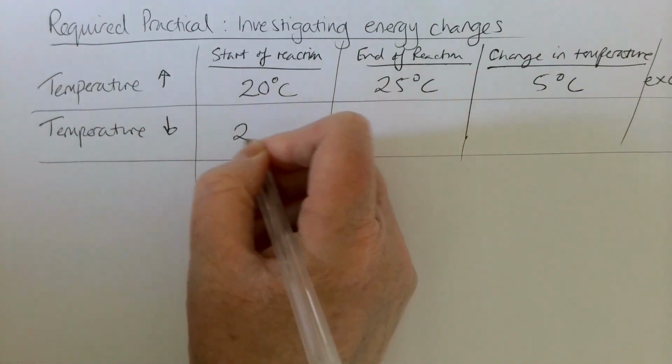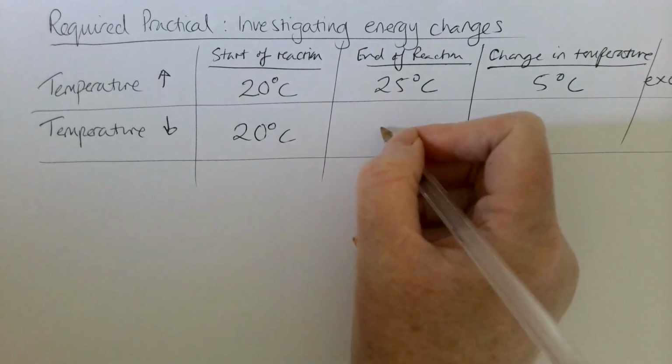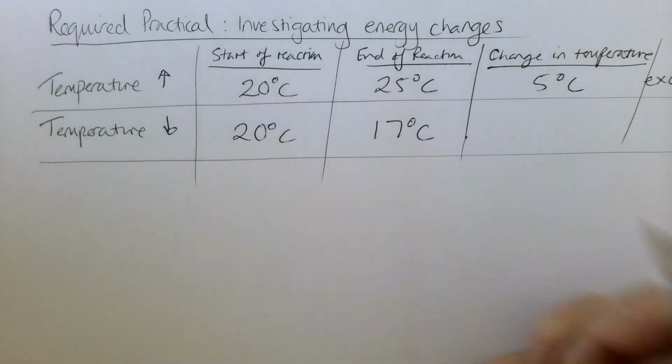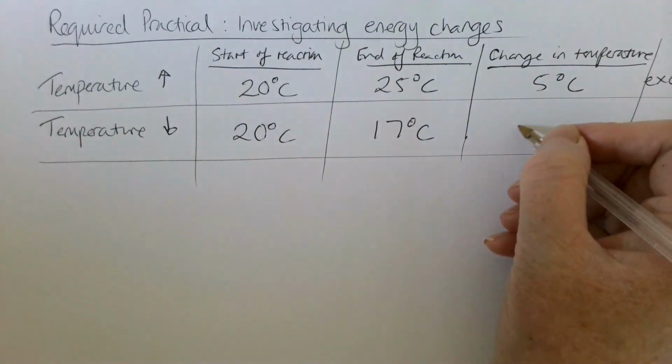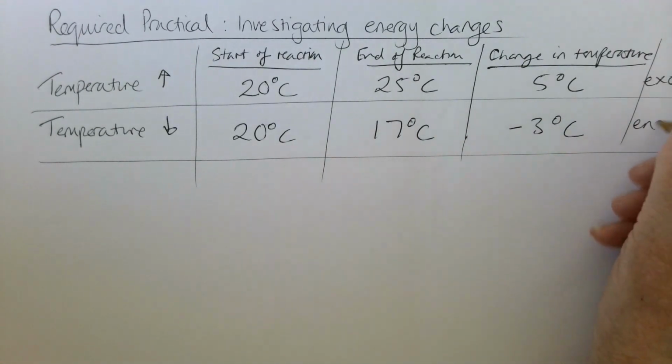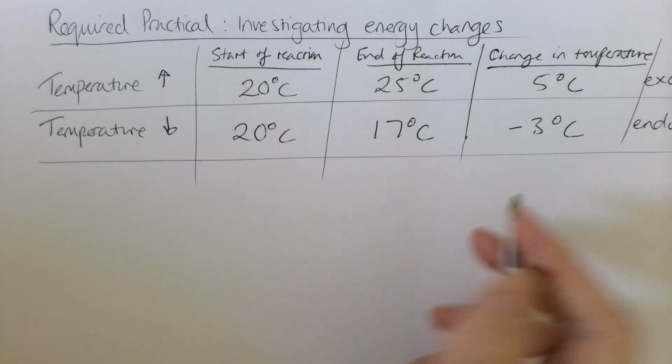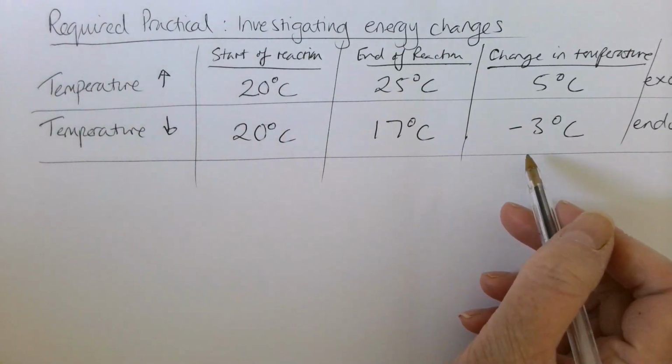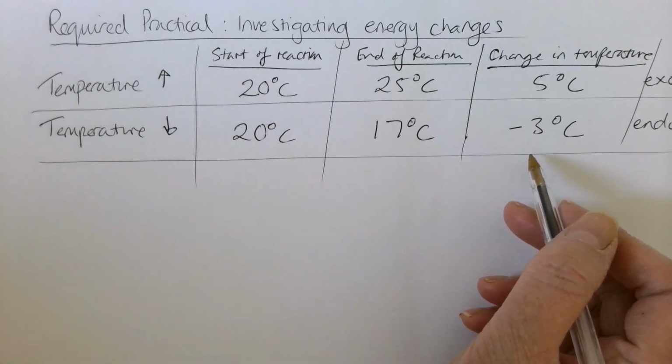If we start the reaction at 20 degrees centigrade and by the end it's only 17 degrees centigrade, then we've actually gone down 3 degrees centigrade, and we would say the reaction was endothermic. Heat energy has been taken from the surroundings into the reaction mixture.